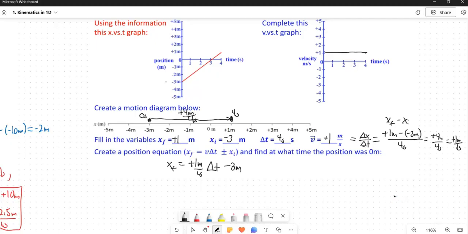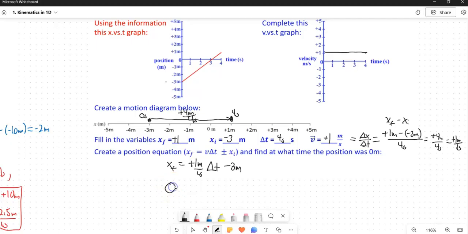Okay. Now the problem is asking, at what time does it have a position of 0 meters? So when is it crossing this 0 meter axis? And it looks like not quite at 3, but pretty close to 3. So I don't know. We'll find out.